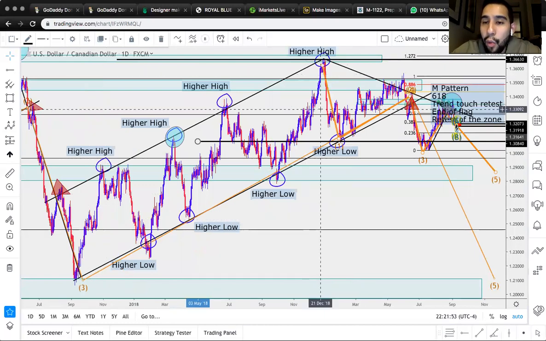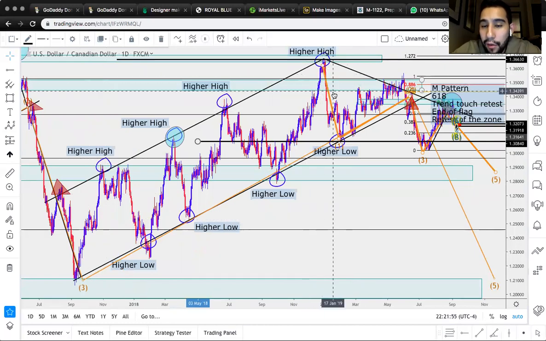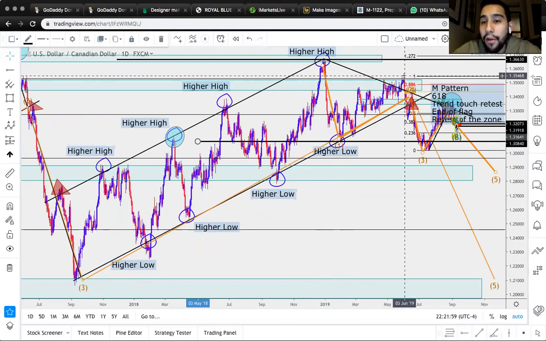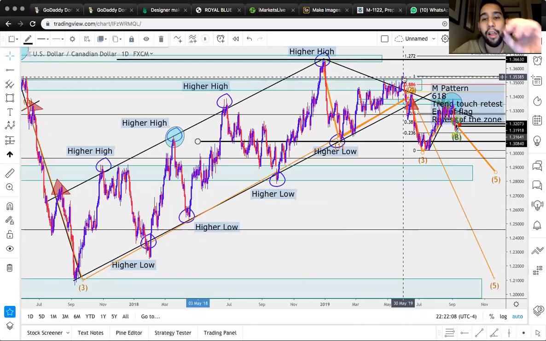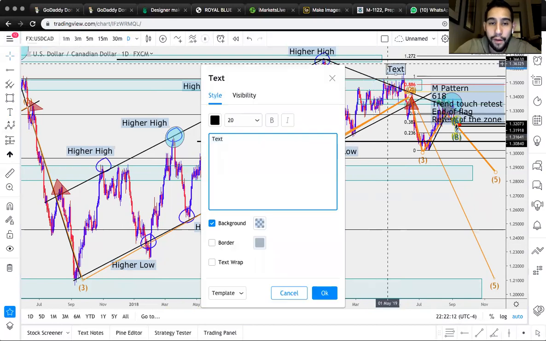But let's keep seeing what happened. Price came down, it made a higher low, and then when it came up, did it make a higher high? No, because this high did not break our previous higher high. So this high was a lower high. A lower high. I'm actually going to write it down. That was a lower high. Lower high. Did that make sense?